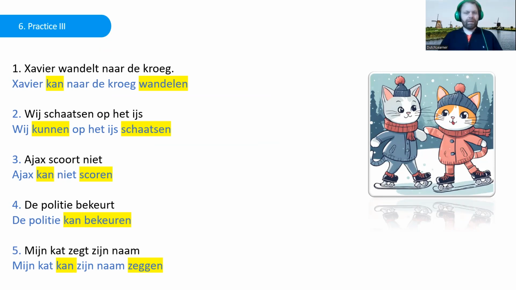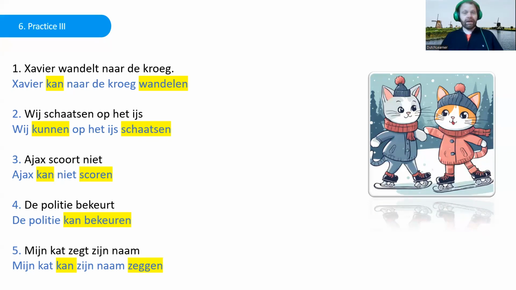Now, that last one might be a weird sentence, right? Because if you translate it all, they all look like kind of reasonable sentences. I mean, I'm sure that Xavier can walk to the pub, right? I'm sure we can skate on the ice. I'm sure Ajax cannot score, also not really new. We're sure that the police can fine. But the last one, mijn kat kan zijn naam zeggen. My cat can say his name.